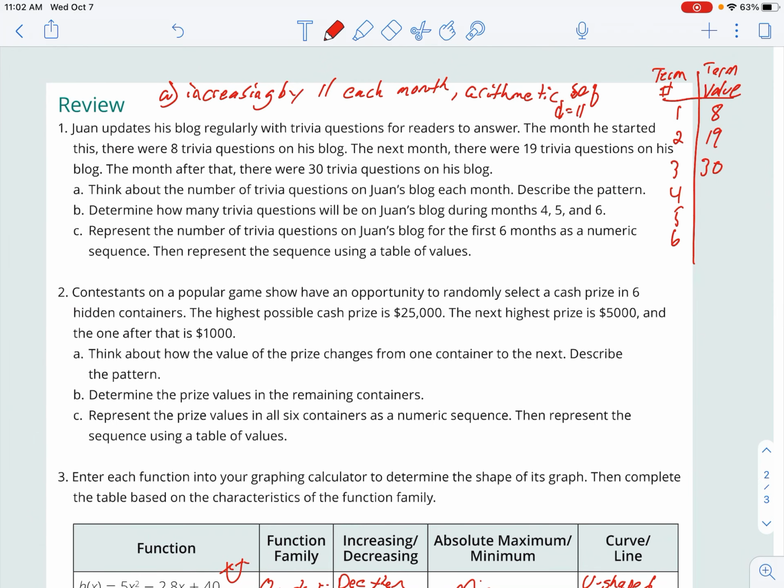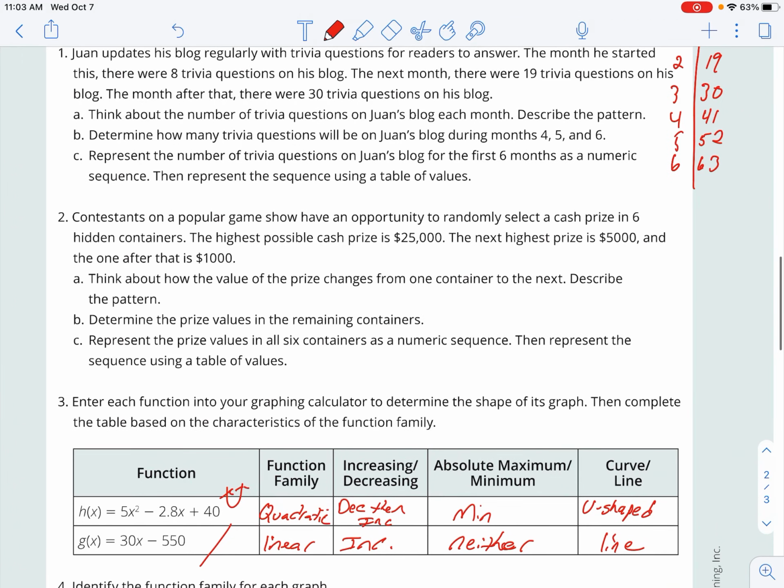So then we continue on part B, determine how many trivia questions will be on months 4, 5, and 6. So keep adding 11, keep adding 11, keep adding 11, and so on. Part C, represent the number of trivia questions on Juan's blog for the first 6 months as a numeric sequence. Then represent that using a table of values. Oh, so letter C, we just basically did. We organized it already into a table, and that's what part C was asking us to do. So we are good to go.